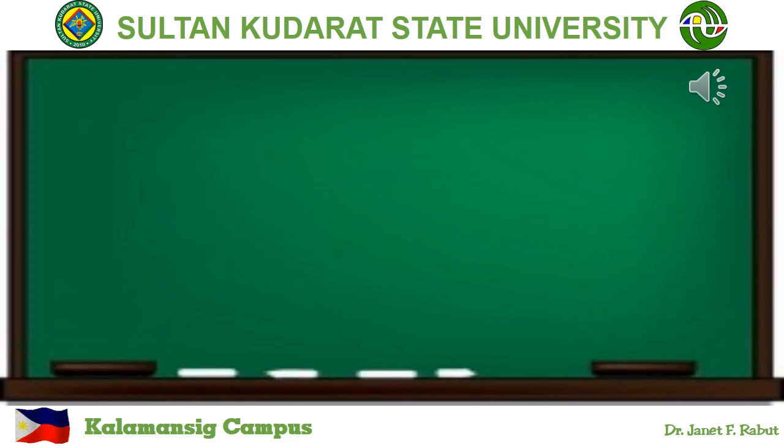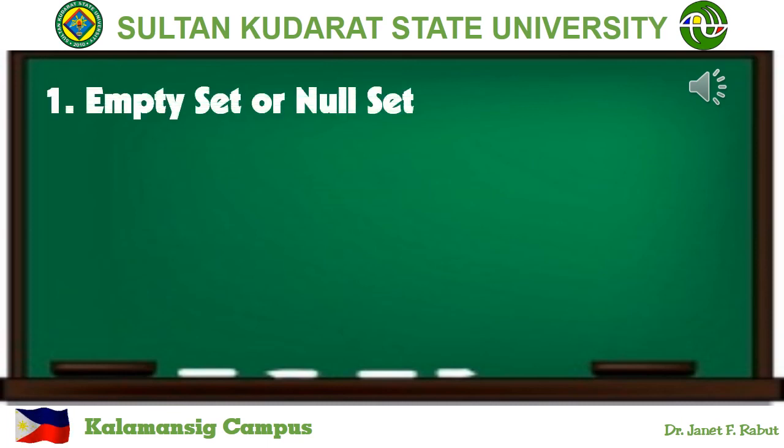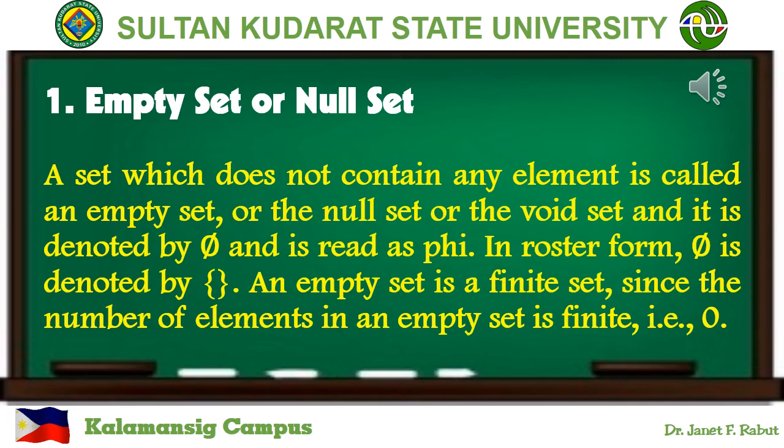The first type of set is the empty set or null set. A set which does not contain any element is called an empty set, or the null set, or the void set, and it is denoted by phi. In roster form, phi is denoted by 2 braces with no element inside. An empty set is a finite set, since the number of elements in an empty set is finite, namely 0. So we can say that an empty set is a finite set.